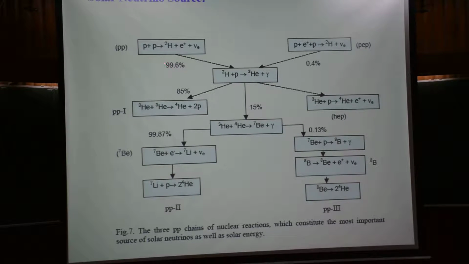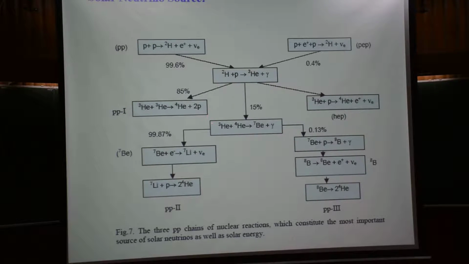Then deuterium and a proton fuse to give you helium-3, and 85% of the time 2 helium-3 combine to give you helium-4, that is an alpha particle, and 2 protons. So that completes the conversion of protons into a helium nucleus. So this is the main chain, pp1.